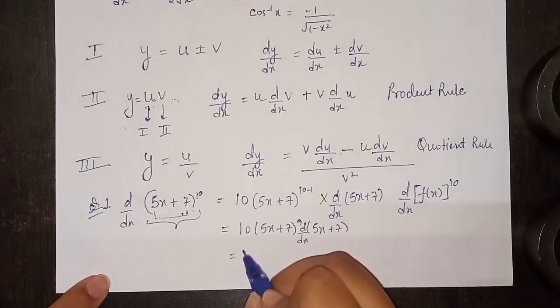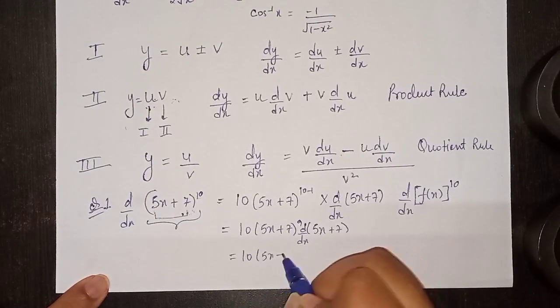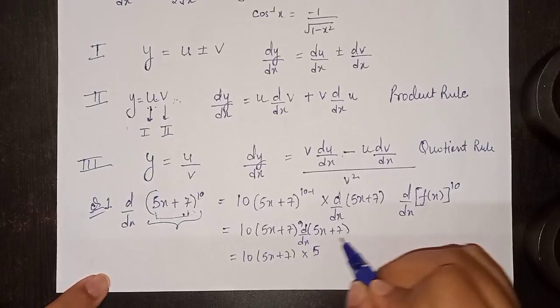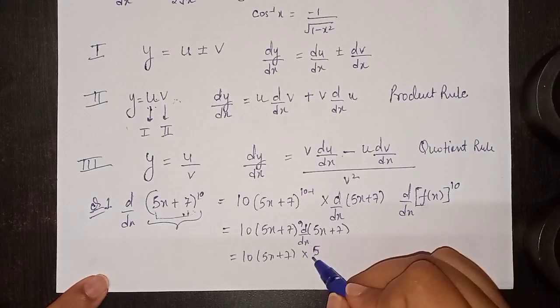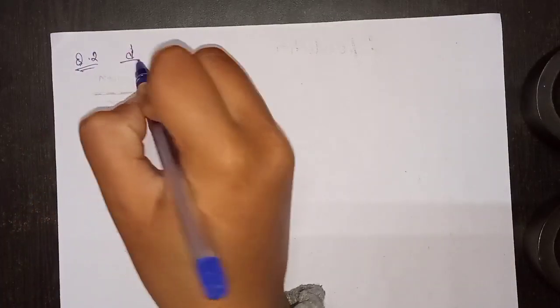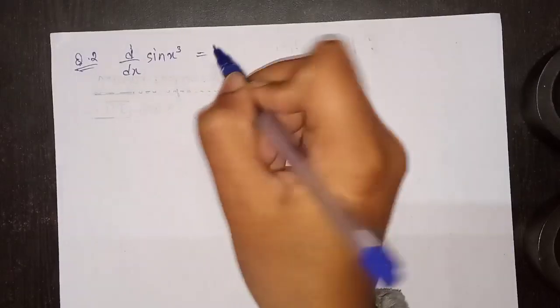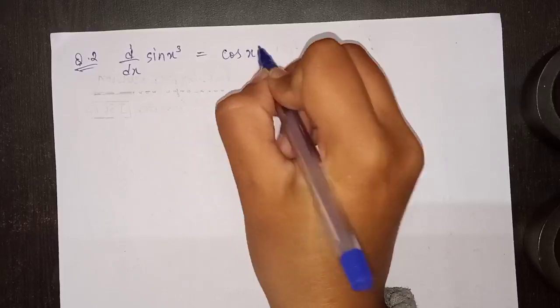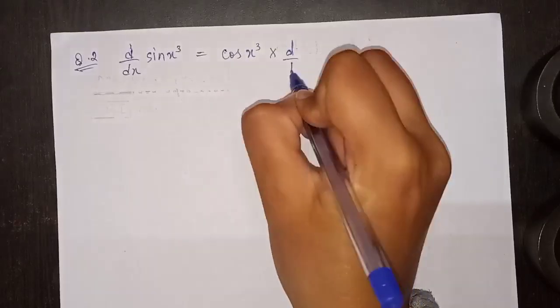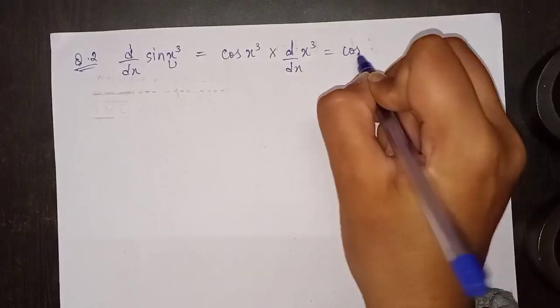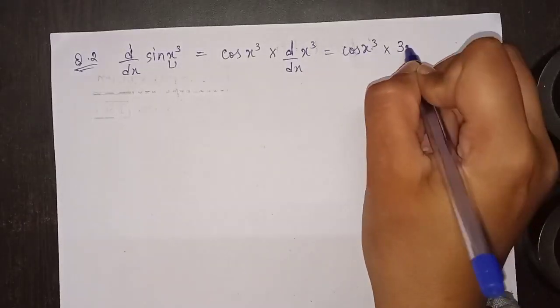This will be 10(5x + 7) into 5, right? Differentiation of 5x + 7 will be 5. Now let's try d by dx of sin x³. This will be cos x³ and then differentiation of the inner function, that is x³. Cos x³ multiplied by 3x². This is the answer.